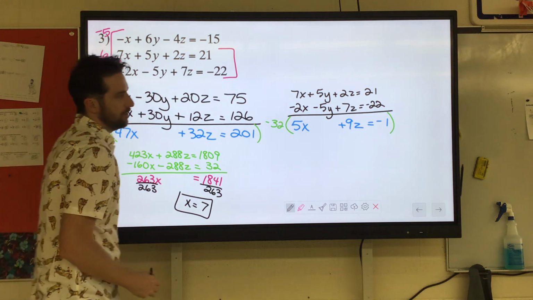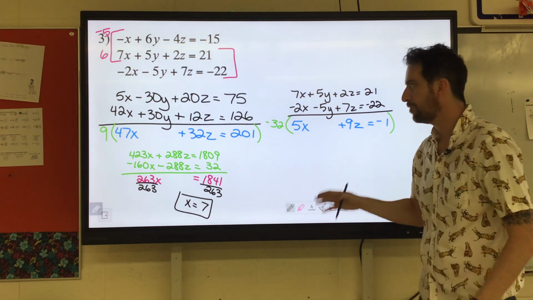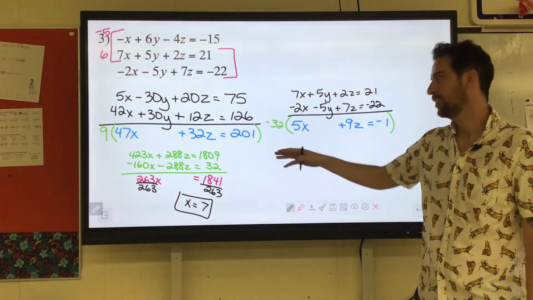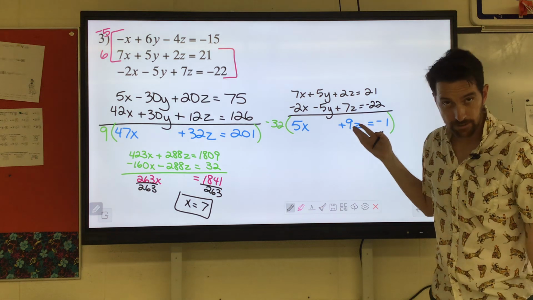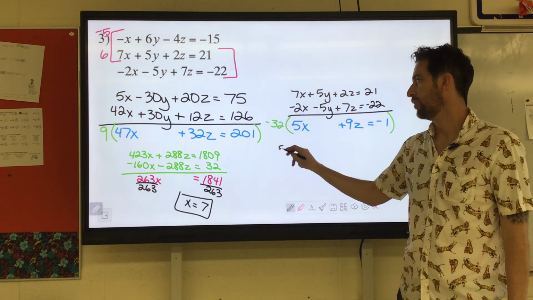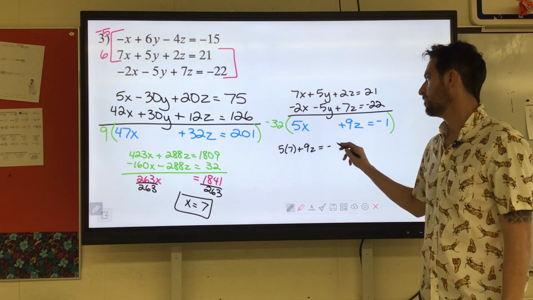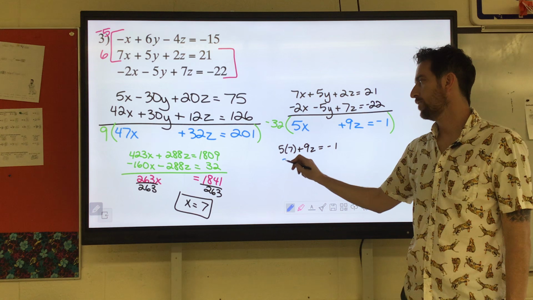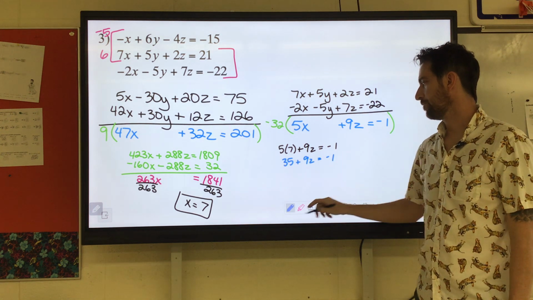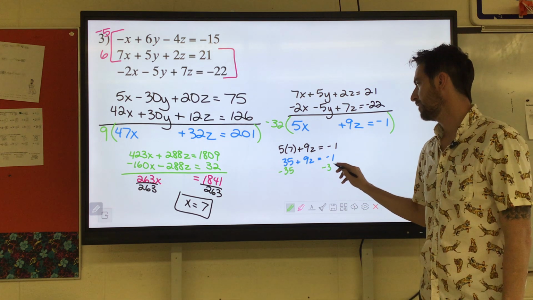We got that first number. It's just going to get easier, folks. So we'll take it back one step. We can use any equation with the x's and z's. I'm only using this one because it's got the space available. So 5x plus 9z, 5 times 7 plus 9z equals negative 1. 5 times 7 is 35. We'll go ahead and subtract that 35 from both sides.